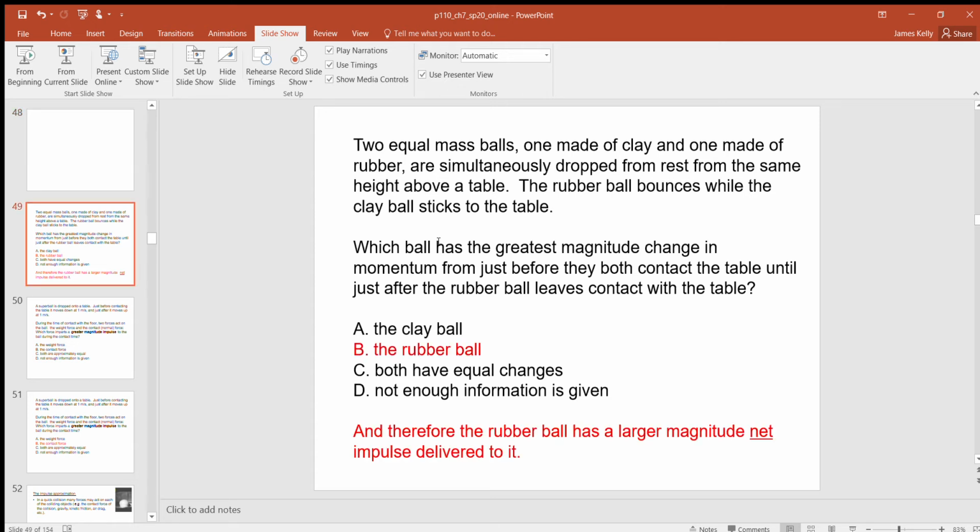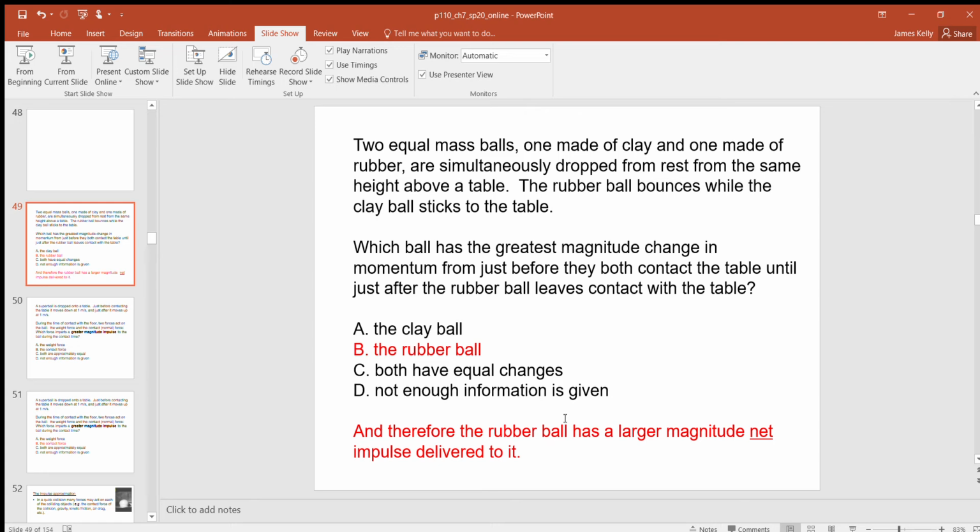The answer has to do with the voting question that we did just in the previous video right at the end. One of the balls has an initial velocity and it's brought to rest, whereas the other one has an initial velocity going down and ends up with a final velocity going up. So it's changed direction and it has a bigger magnitude change in momentum. Okay, the rubber ball is the one that bounces, has a bigger magnitude change in momentum. Look at the voting question we ended the last video with for a more in-depth explanation of that.